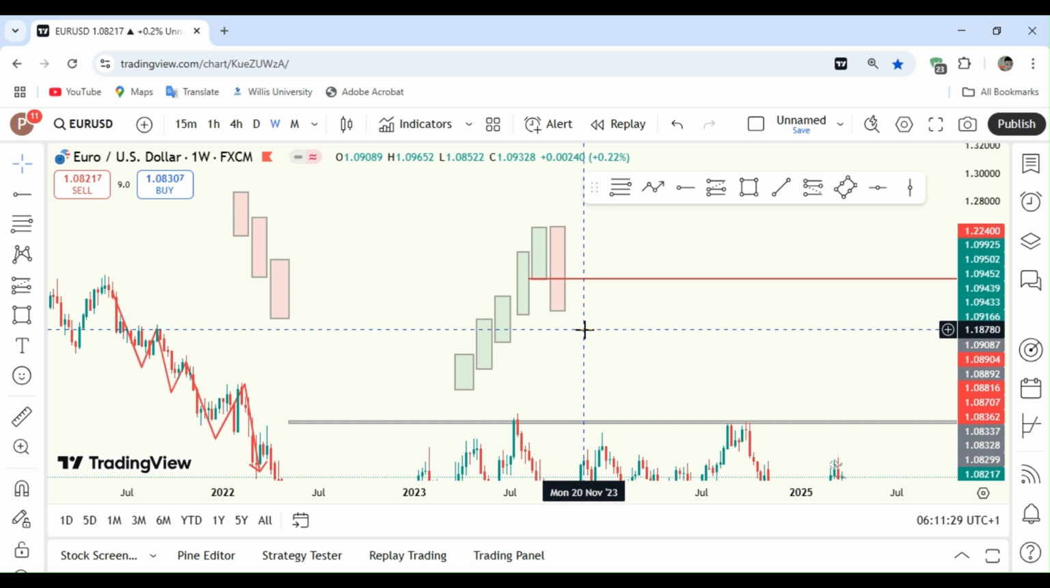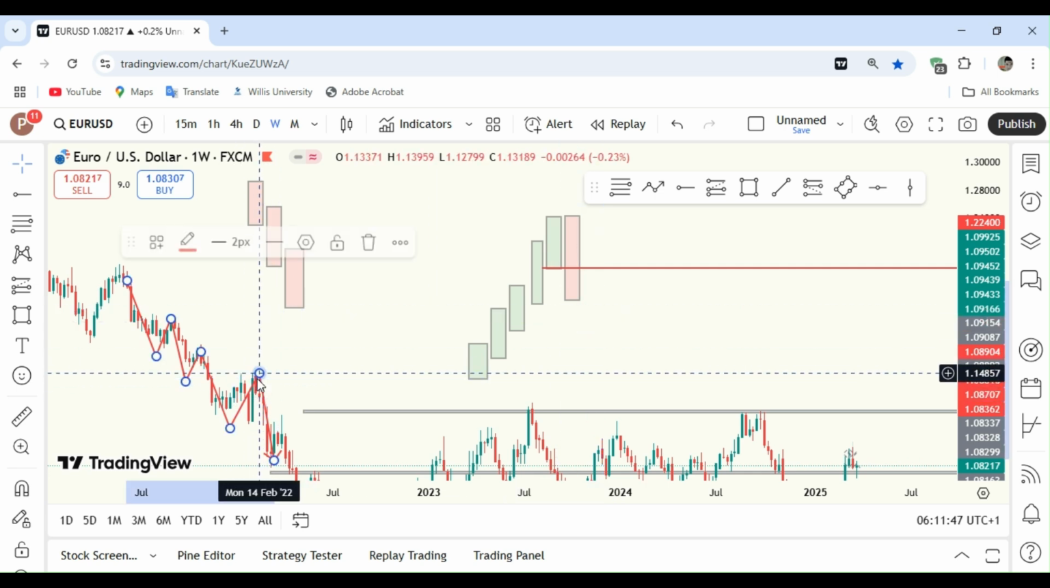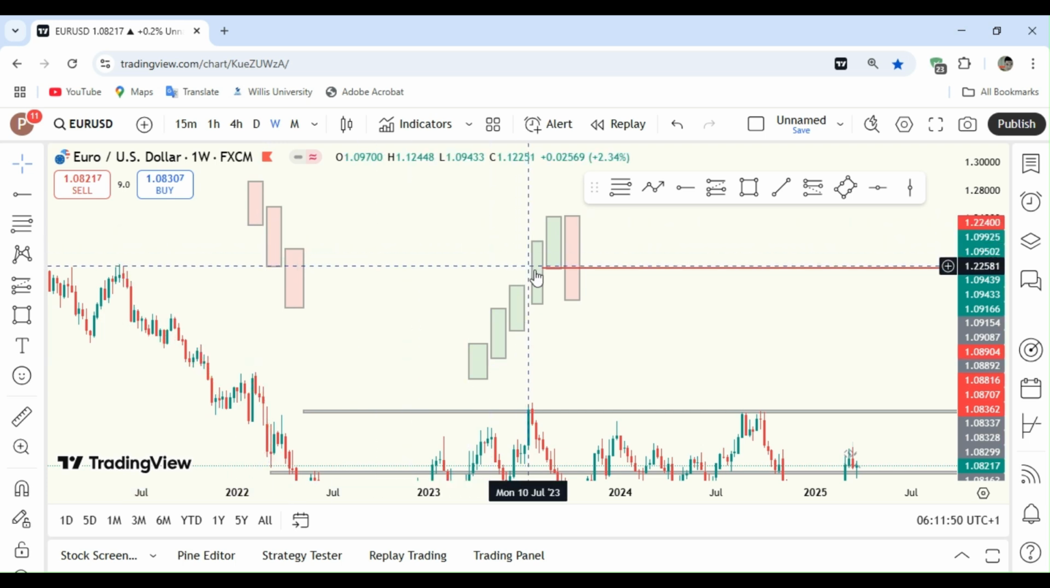Now, this being said, you ask me, how do you get to trade? Okay, if this happens on my weekly chart or my daily chart, how do I get to trade it? I want to see how this can be traded and I want to understand this more. Okay, don't worry.